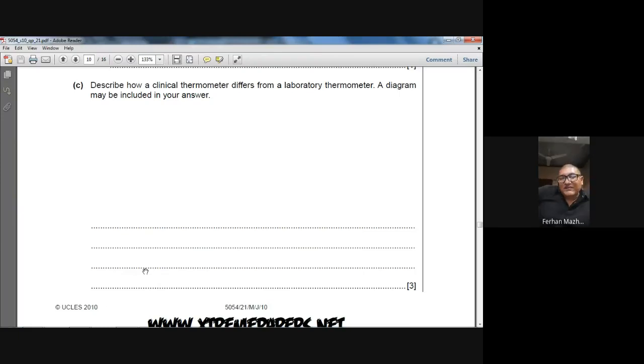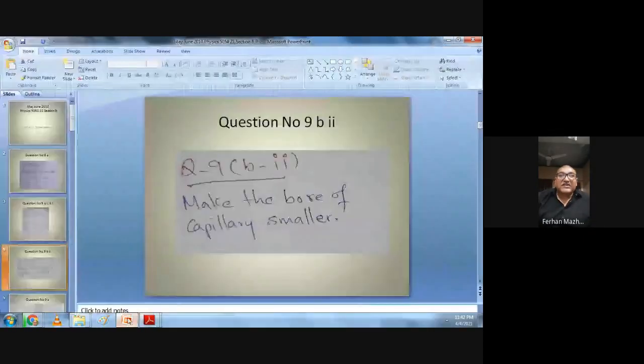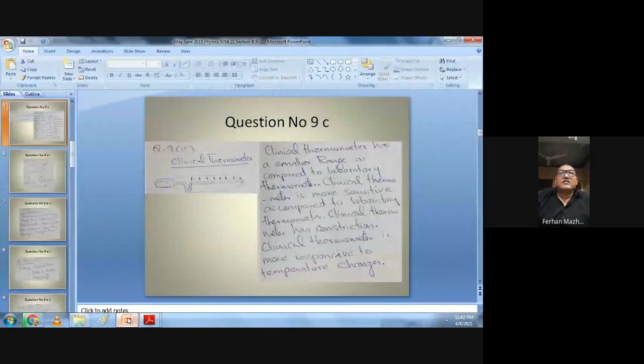You see the clinical thermometer. One very famous difference between the laboratory thermometer and the clinical thermometer is that the clinical thermometer has a constriction in it. Plus, the clinical thermometer's range is less as compared to the laboratory thermometer. I have written this answer, so let's check my answer. Let me increase the size so you can understand this.